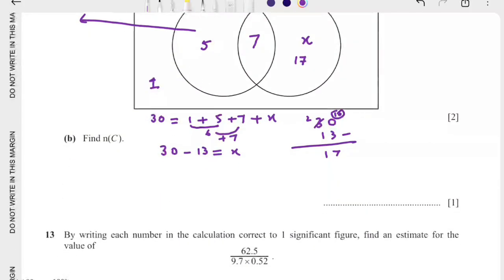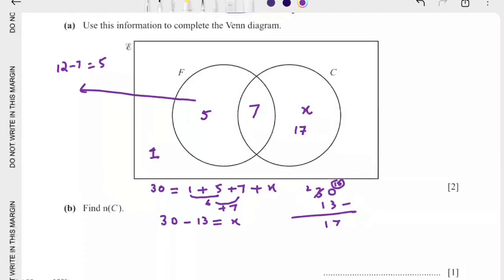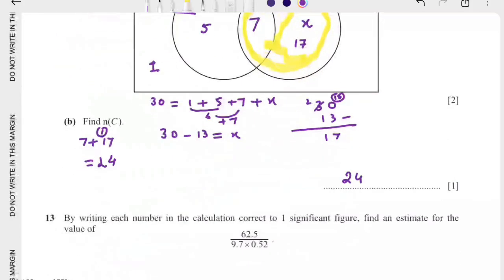Find the number of members of C. Just look at the full loop, having elements 7 plus 17, so we are going to add them. 7 plus 17 would be equal to, 7 and 7 is 14, 1 carry, is 24. So 24 would be the total members. Next question.